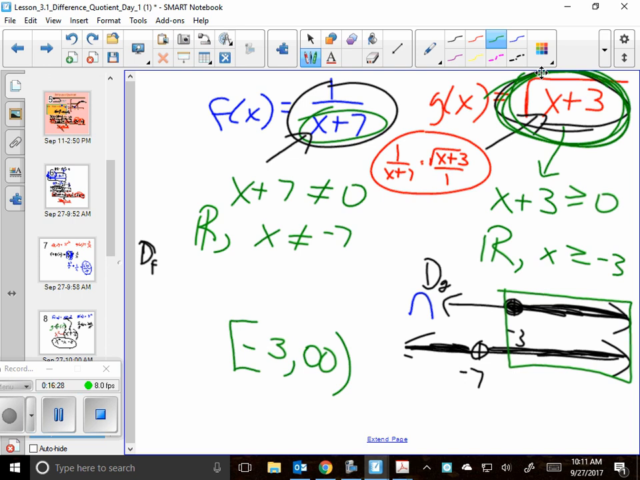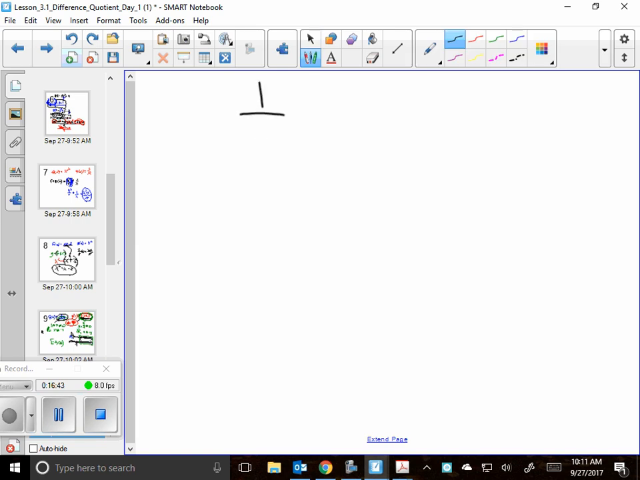So now, I'm going to back up. Actually, I'm going to leave that. But I'm going to go to another page and start with a clean board here and do the divide case. 1 over x plus 7 and square root of x plus 3. This was f of x. This was g of x. There. Okay.